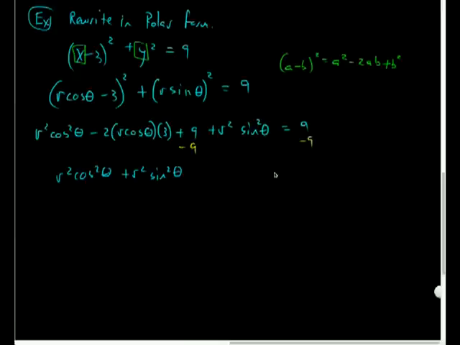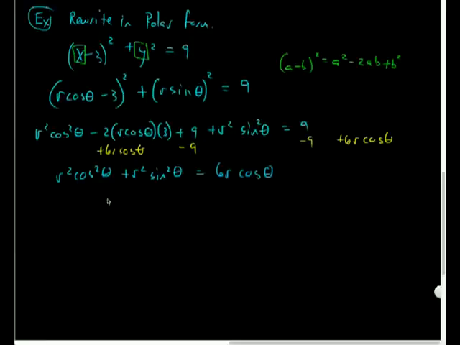If I subtract this 9 from both sides, that will be 0. And this looks like 6r cosine theta, so I'll add 6r cos theta to both sides. And let's see, so this is equal to, the 9's canceled out, 6r cos theta.